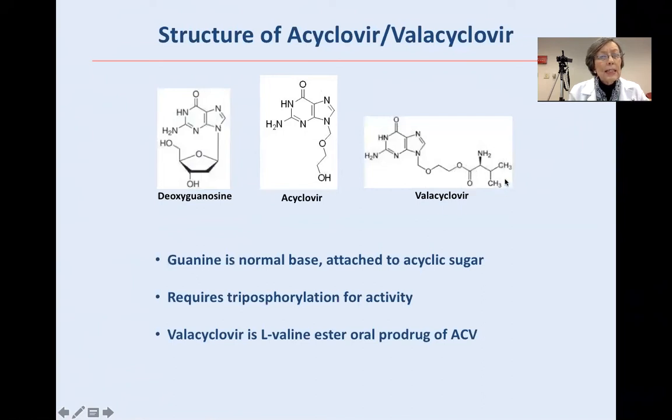And this allows it to take advantage of a valine transport that's in the intestines, so it can be used as an oral drug. So guanine is the normal base attached to an acyclic sugar. And remember, we're going to have to triphosphorylate it for it to be active. So this, as given, is not active, either one of these. And valacyclovir is the valine ester, which is a prodrug then.